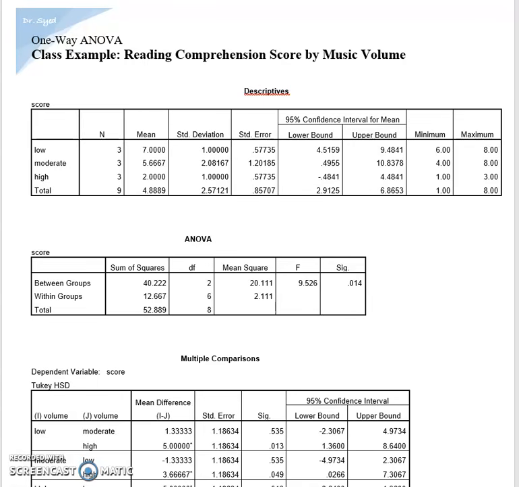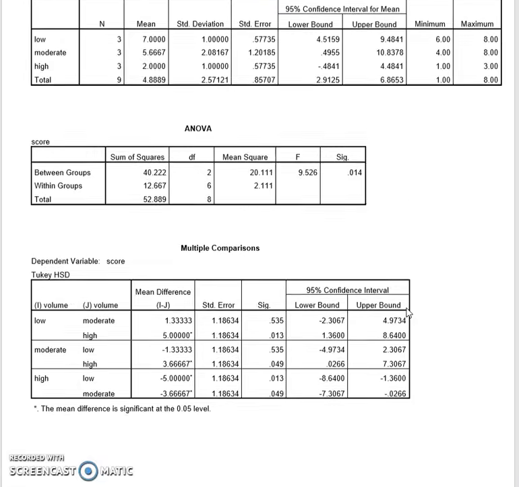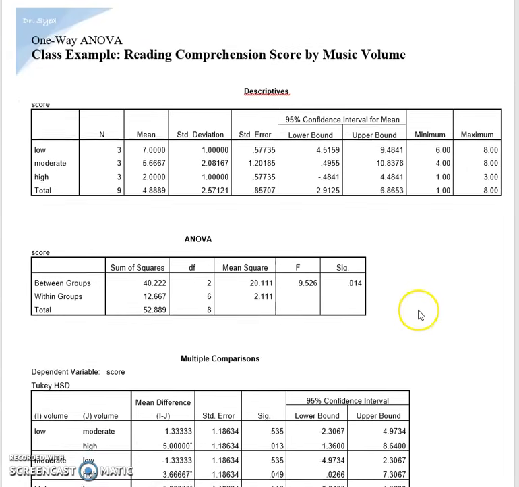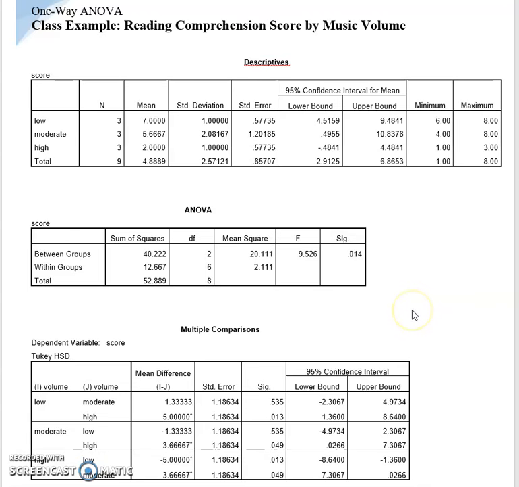In this video, I will show you how to interpret the SPSS output for a one-way ANOVA. This is in your packet, it's on page 4, and you can follow along. So here we have an example of reading comprehension scores by music volume. Reading comprehension scores are the DV, and music volume is the IV. To see how many levels, we can look here.